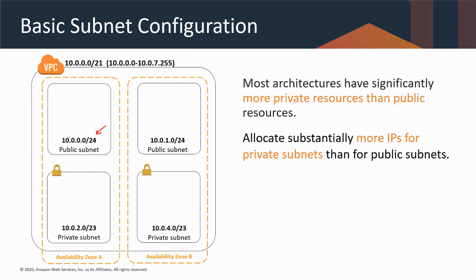So looking at this, the first subnet here is 10.0.0.0/24. The second subnet here in another availability zone is going to be 10.0.1.0/24. And the third private subnet here is going to be 10.0.2.0/23 or 24 as well. And then finally, the last one is going to be 10.0.4.0/23. Right? So that's a very simple VPC. And let's switch to the practical part to build that together.